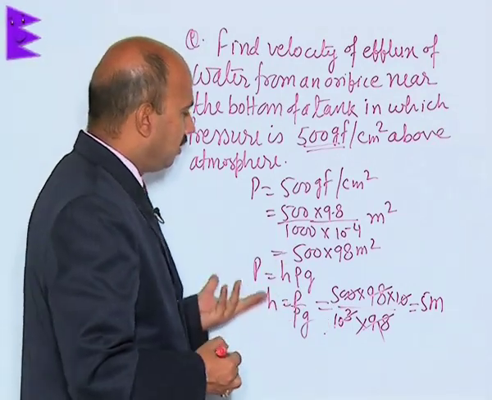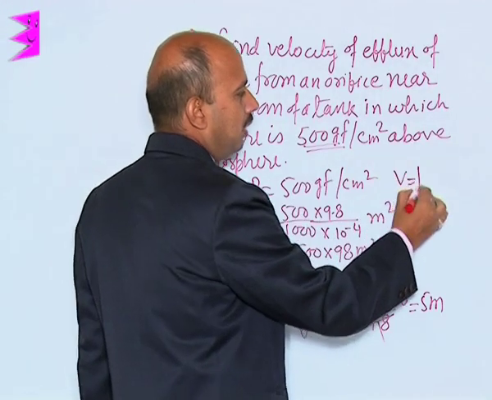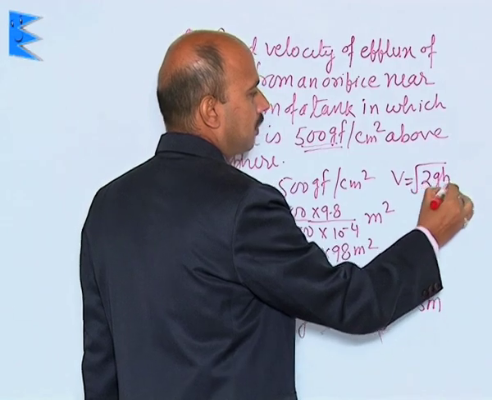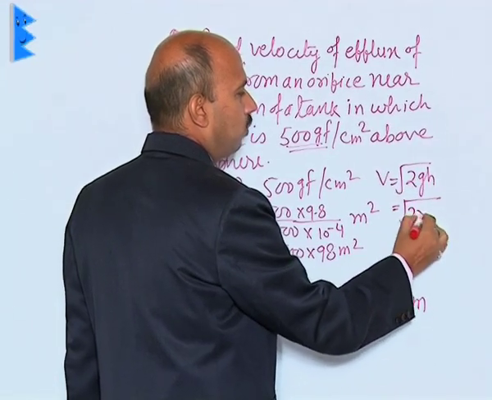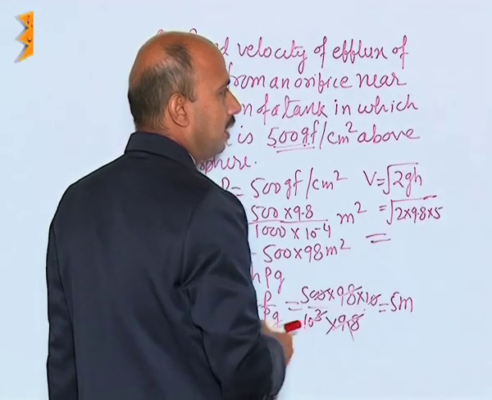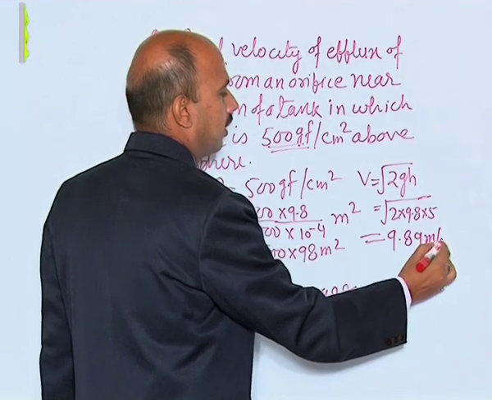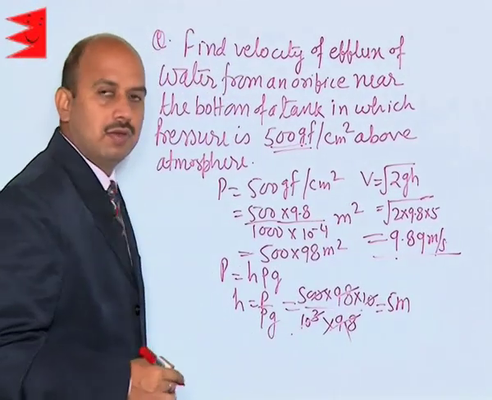Now, you can calculate easily the velocity of efflux. So, V is equal to, we can take under root of 2gh. So, that is under root of 2 into 9.8 into 5, that you will be getting V is equal to 9.89 meter per second. So, this is the velocity of efflux.